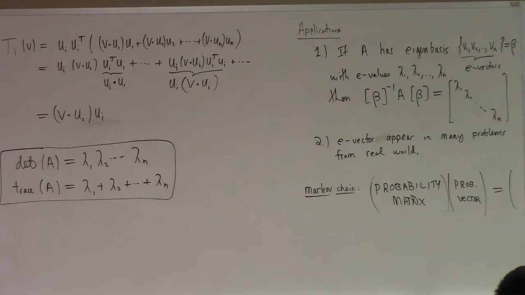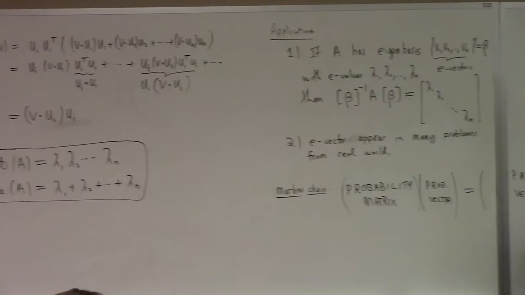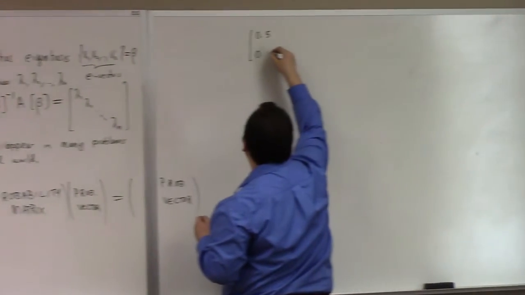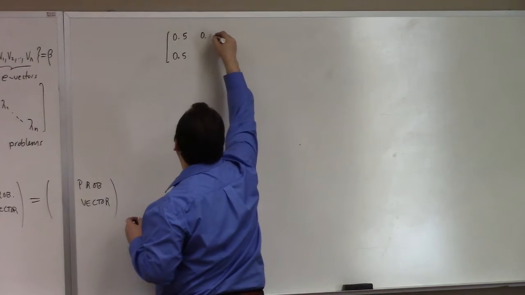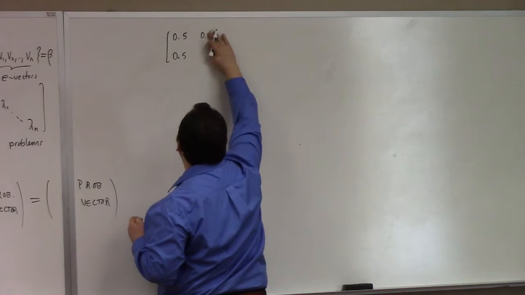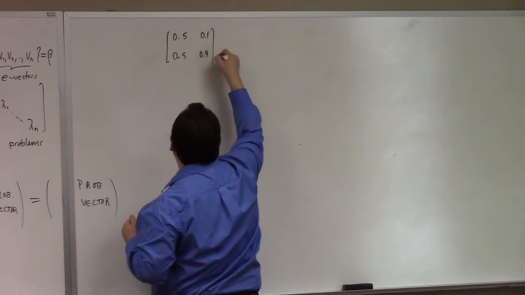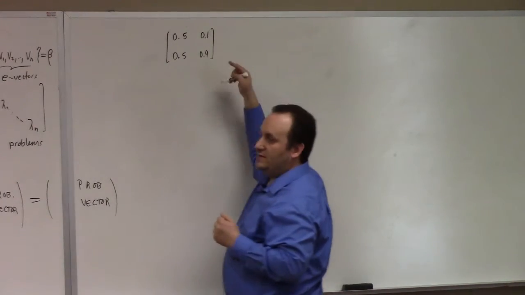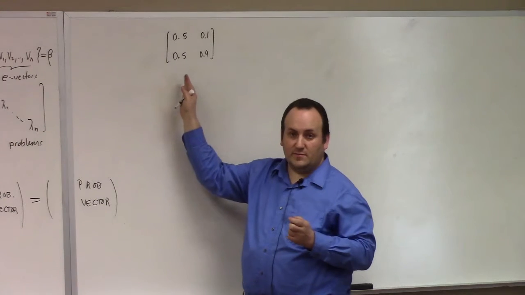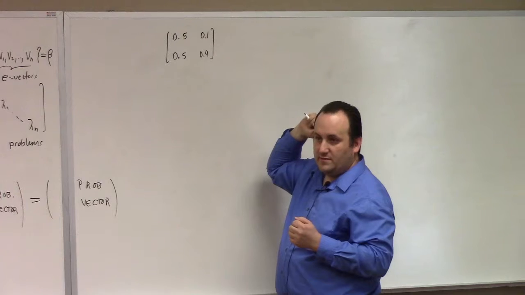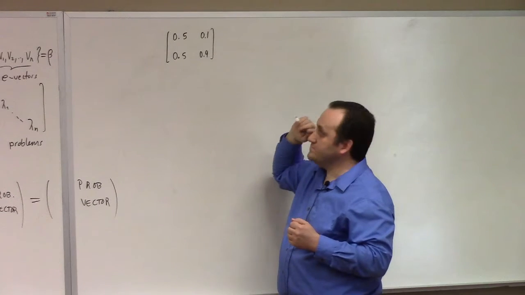Let me sort of say, if my probability matrix is something like this, 0.5, 0.5, 0.0, I'll say 0.1 and 0.9. The reason this is a probability matrix is that the sum of the entries in each column is 1. So 0.5 plus 0.5 is 1, and 0.1 plus 0.9 is 1. All right?